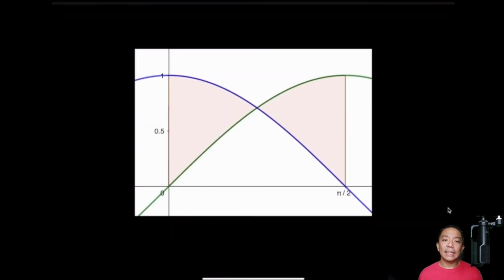So let's take a look at the graph. So first, we need to identify alin dyan yung sine x, alin dyan yung cosine x.